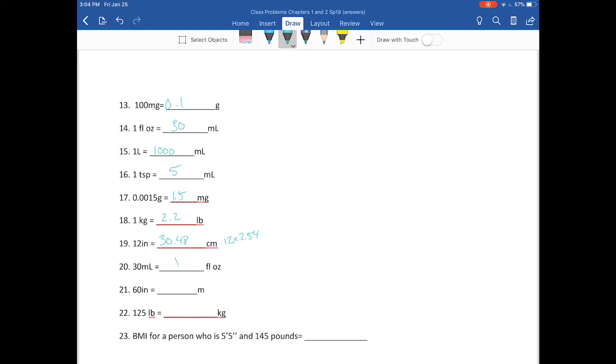60 inches to meters. So once again, we're going to be converting 60 inches into centimeters, which is going to be multiplied by 2.54, and that's going to give us a value of 152.4. And now we're going to go from our centimeters, and we need to go to meters. And so we're going to be dividing by 100, and when we divide by 100, we're going to get 1.52.